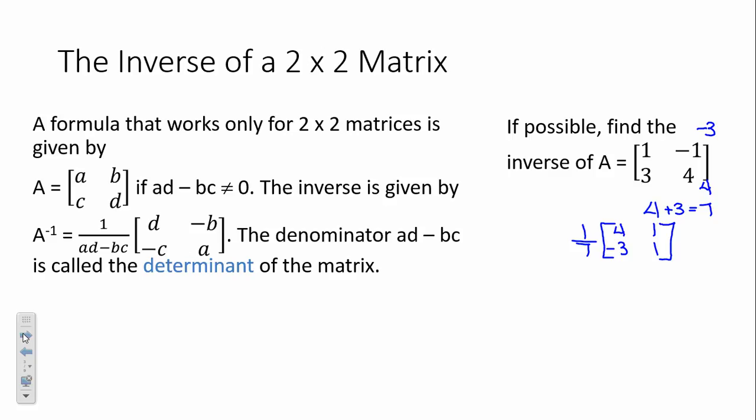Now we don't want to leave that because there's a scalar times a matrix and that's not simplified. So we would take 1/7 times every element. And we would get 4/7, 1/7, -3/7, and 1/7. Okay? So your job today is going to be to find a bunch of determinants of 2 by 2s.